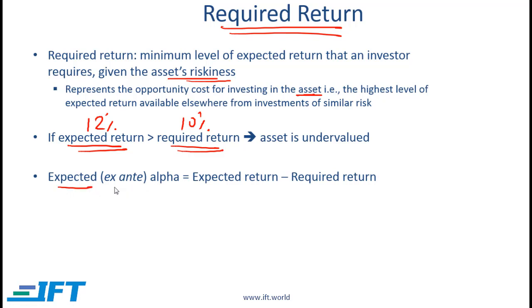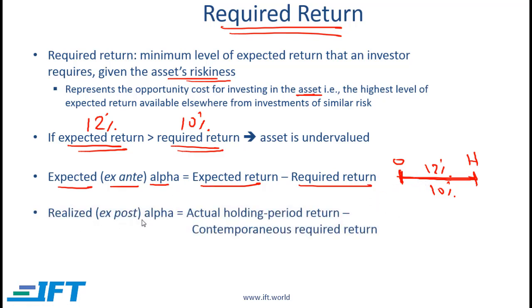The expected or ex ante alpha is the expected return minus the required return. And clearly this is a looking forward number. In other words, you are here at time 0 and over a given holding period, let's say that you are expecting a return of 12%. The required return for assets of similar risk over this period is 10%. Then we can say that our expected alpha is 2%.